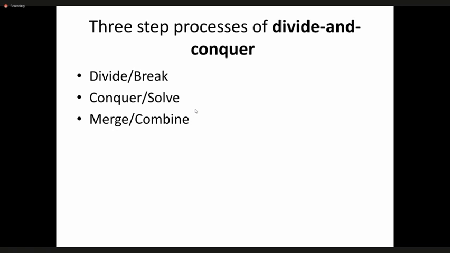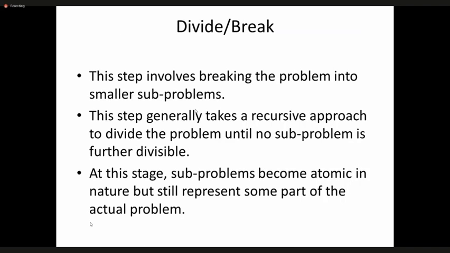If we take divide and conquer, it's a three-step process. These three steps are divide or break, then conquer or solve, finally merge or combine. These are the three steps of divide and conquer. If we consider the divide step, this step involves breaking the problem into smaller sub-problems. And this step generally takes a recursive approach to divide the problem until no sub-problem is further divisible.